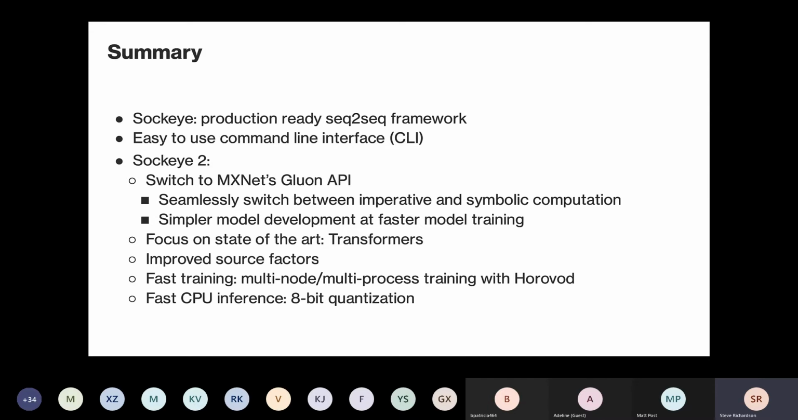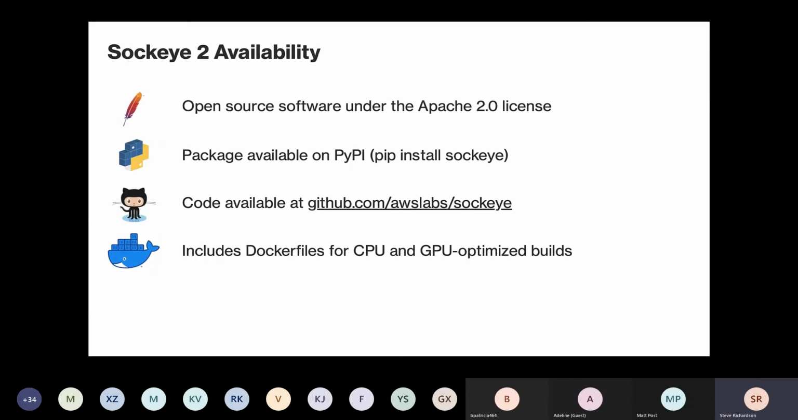We have very fast training through Horovod, either on a single node or on multiple nodes, and CPU inference is sped up through 8-bit quantization. Sockeye 2 is an open source library. It's available both on GitHub and can be installed as a Python package. And we also include Docker files that make it a bit easier to get set up in terms of CPU or GPU optimized builds. This is it.